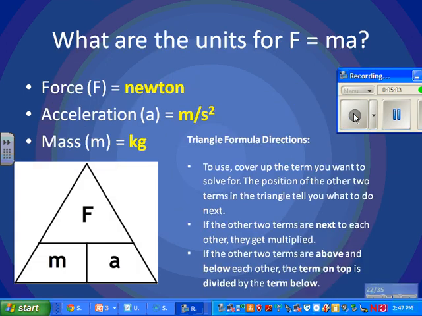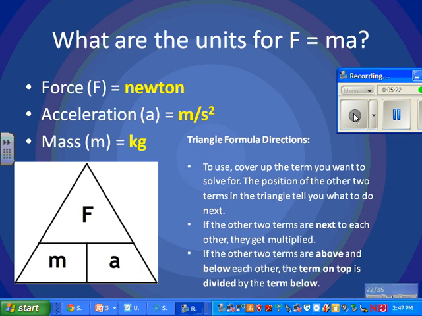Alright, here are the units for force. Force is a capital F, which is measured in newtons. Acceleration, we know, is the lowercase a, which is meters per second squared. And mass, the lowercase m, is measured in kilograms.